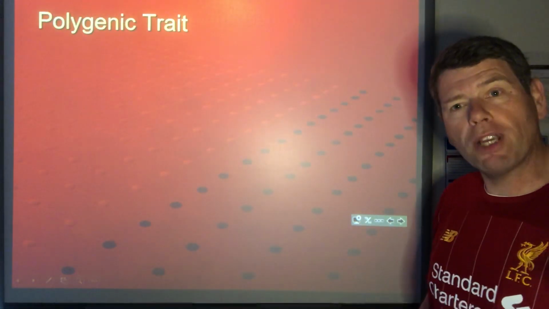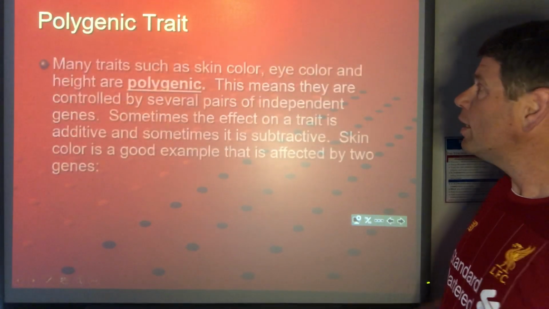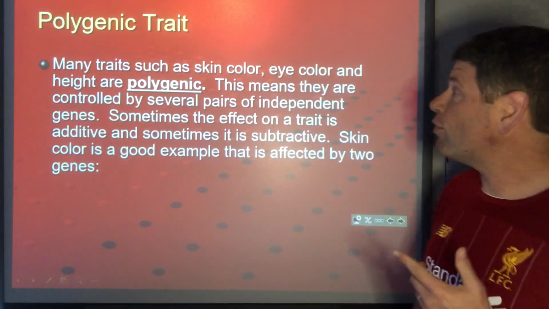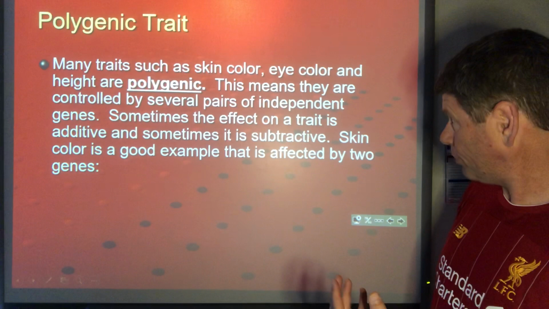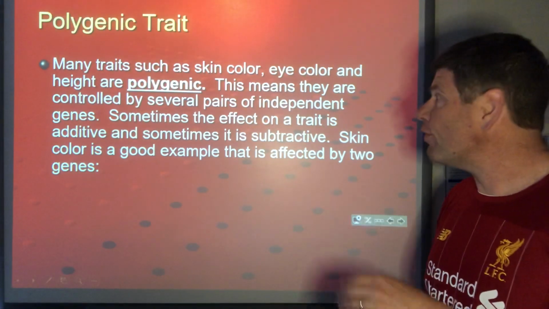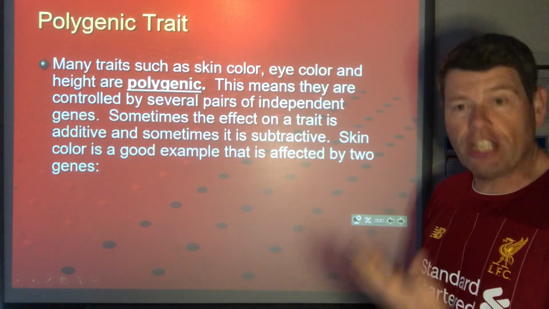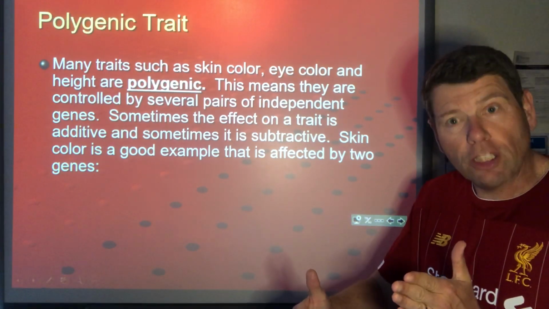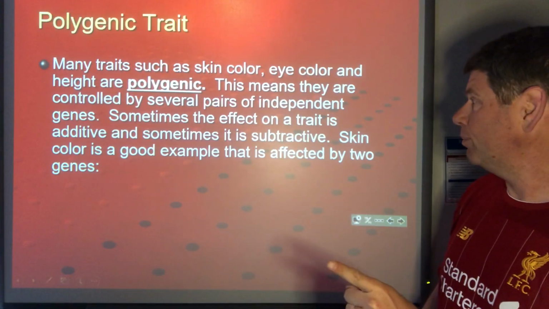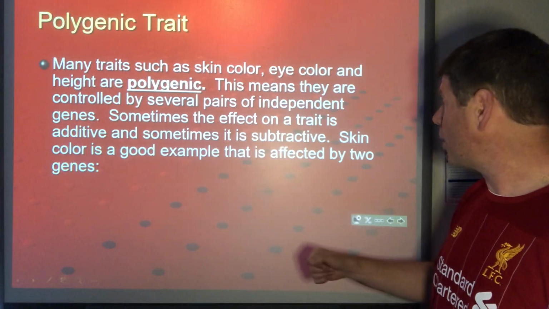Now let's talk about something called a polygenic trait. So this is when we have one trait, but it's going to be controlled by several pairs of independent genes. So many genes, polygenic, controlling one trait. Sometimes it's additive or sometimes it's subtractive.